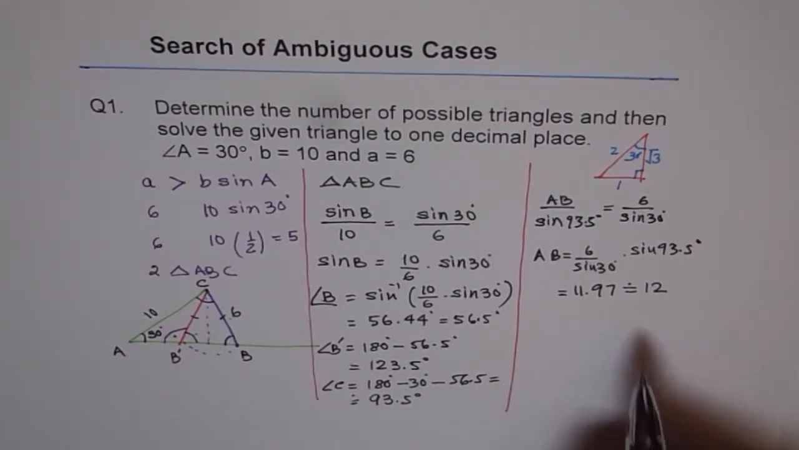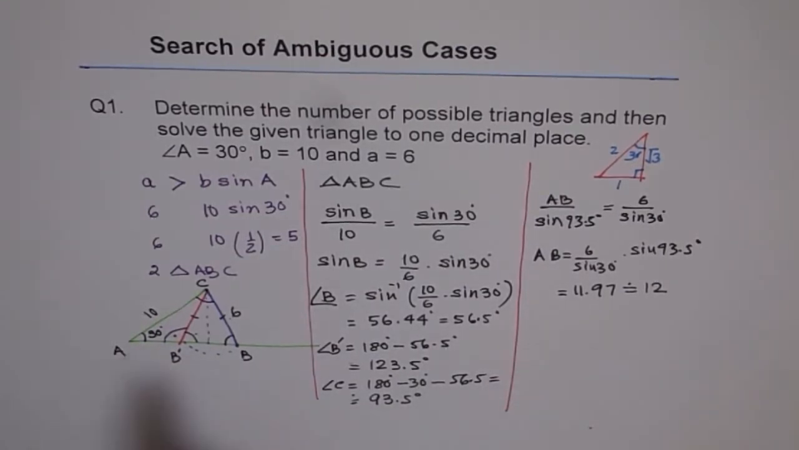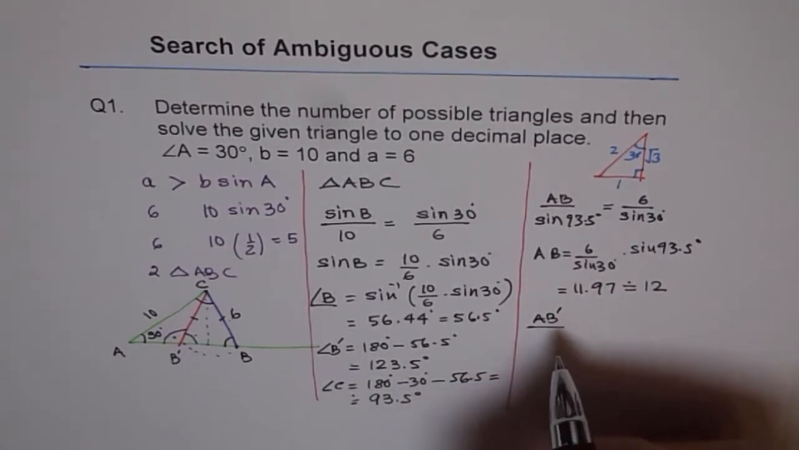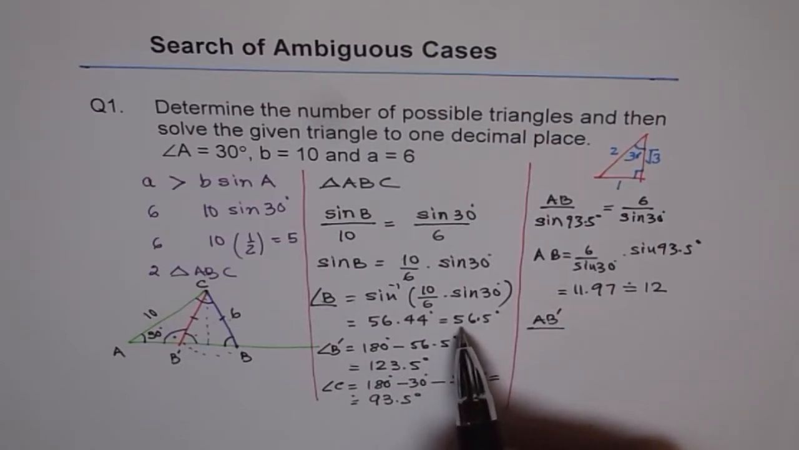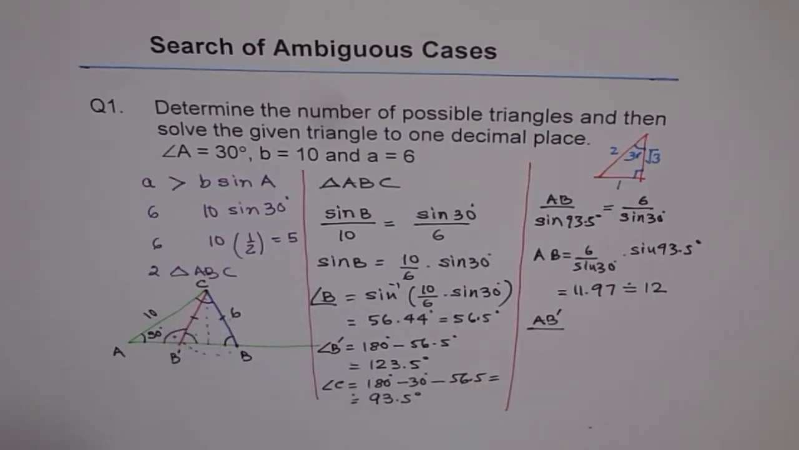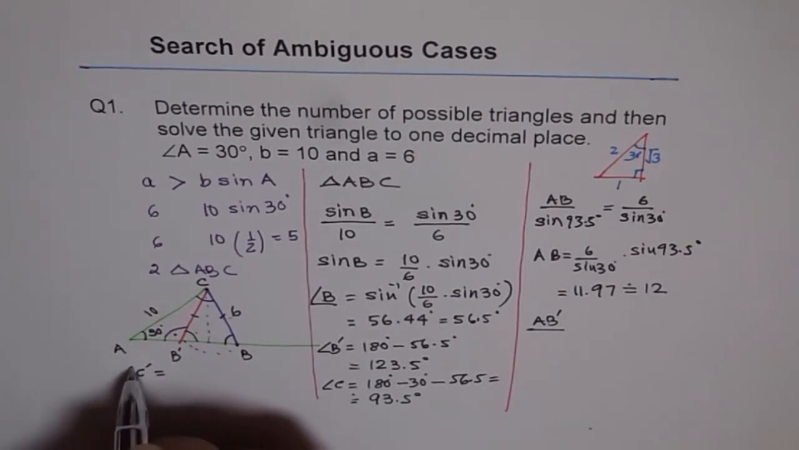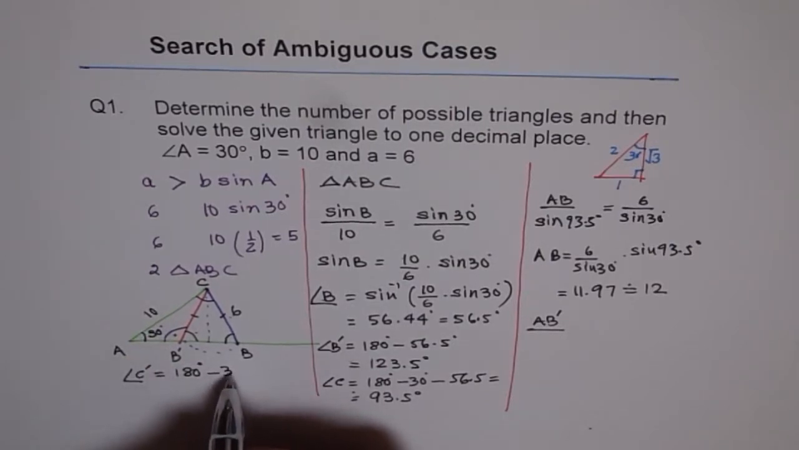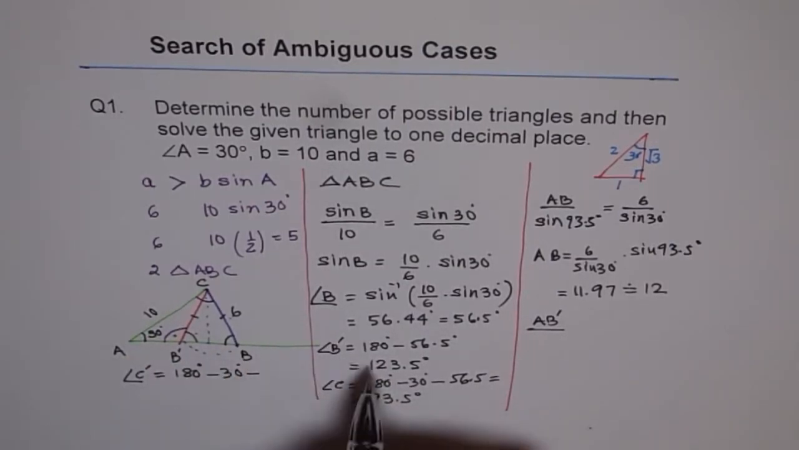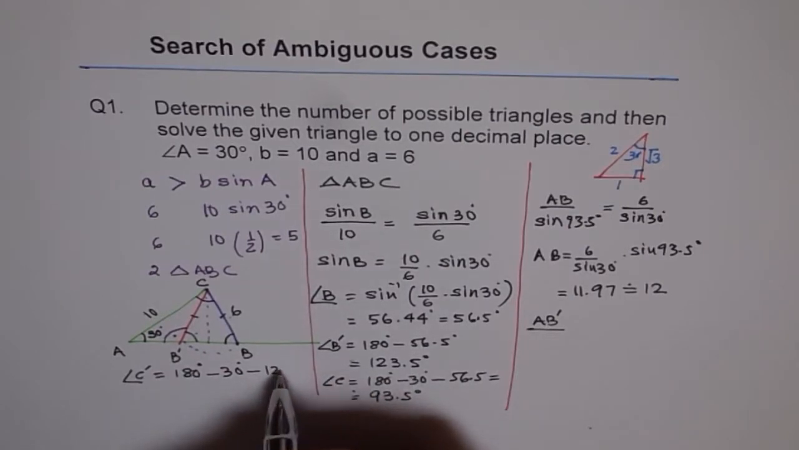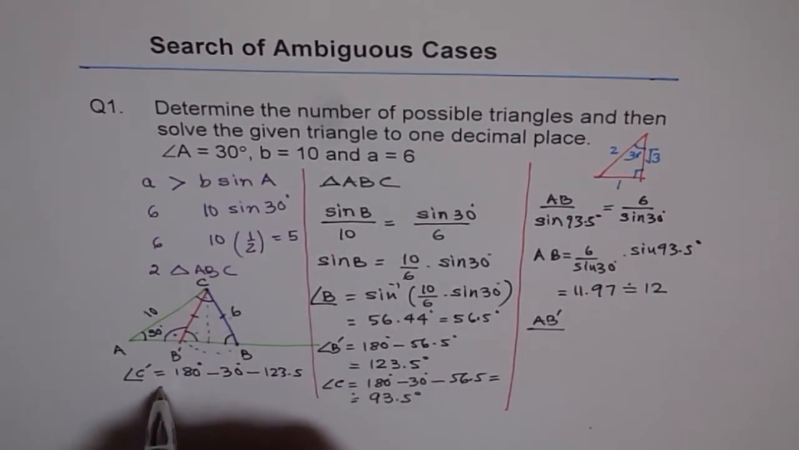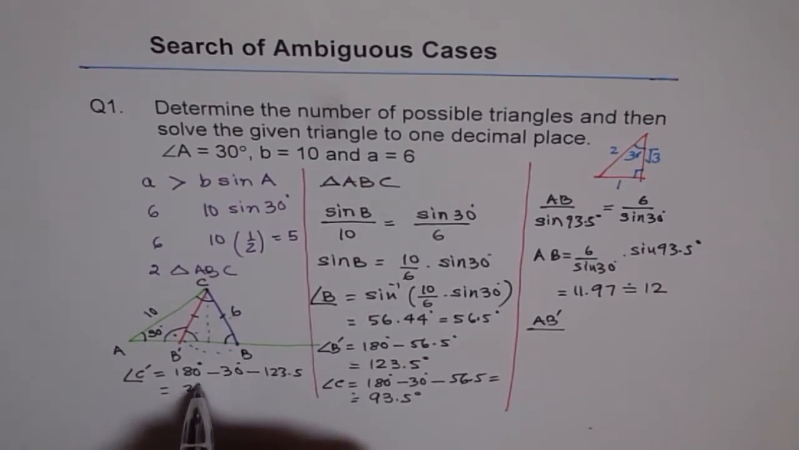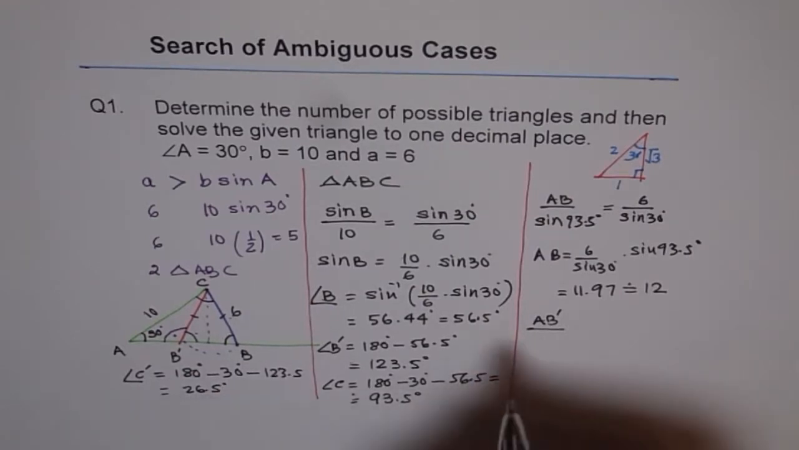So we get that. Now to find the smaller side, which is AB dash, you again follow the same thing, but this time the angle C will be the smaller angle, correct? So the angle C dash is equal to 180 degrees minus 30 degrees minus this B dash 123.5, okay? So it is 150 minus 123.5, which gives us 26.5 degrees. So we'll use this angle here, right?